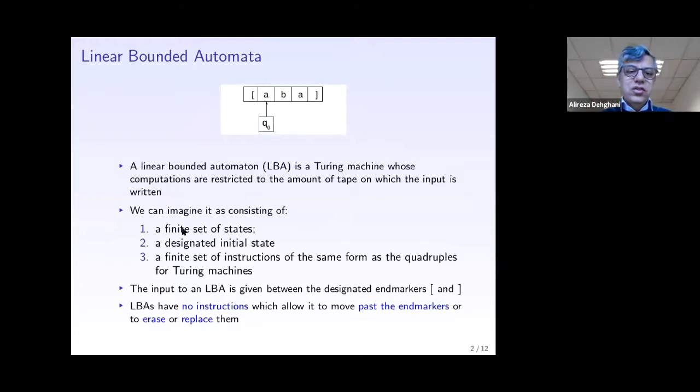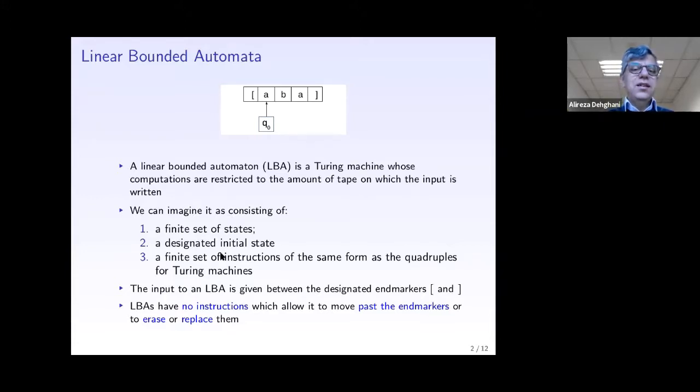So that's the definition. We have a finite set of states, a designated initial state as usual, and a finite set of instructions, the same form as the quadruples for a Turing machine. So we have the same sort of definition as the Turing machine for the instructions. Everything is the same. That means we can move right, we can move left, we can write, we can read.